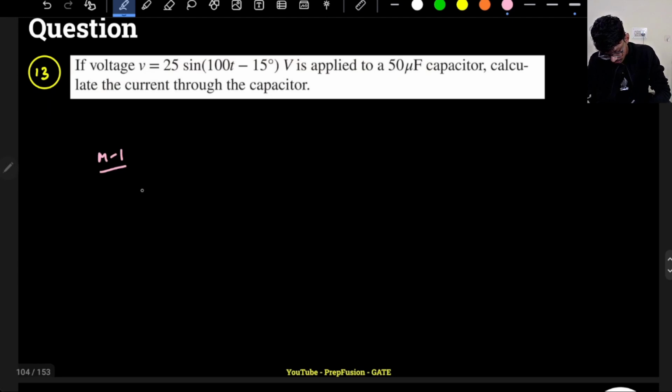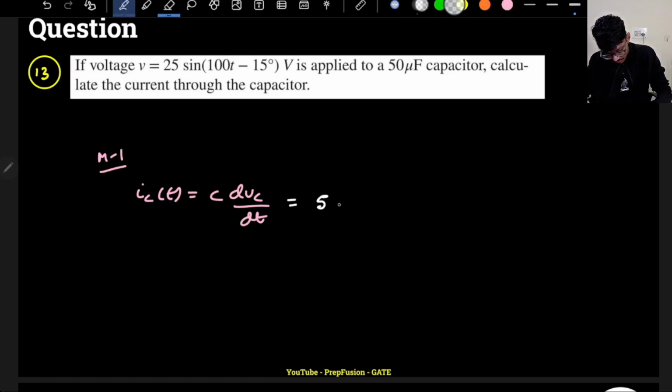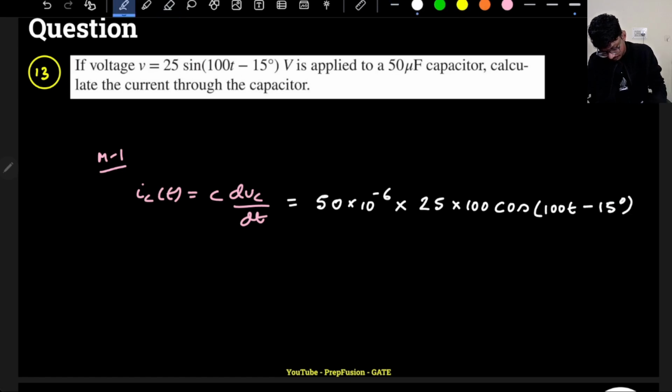So I know IC of t is equal to C dVc by dt. C is 50 microfarad, dVc by dt is 25 into 100 into cos(100t − 15°). Okay, it's like a one-liner question, but if you want to do it with phasor, we can do that as well. I will show you how we can do it with phasor.